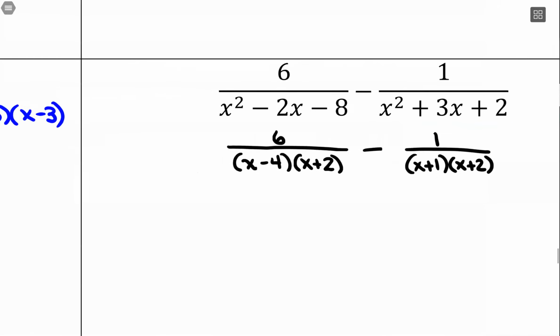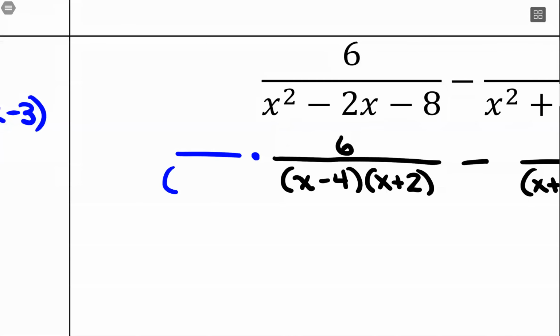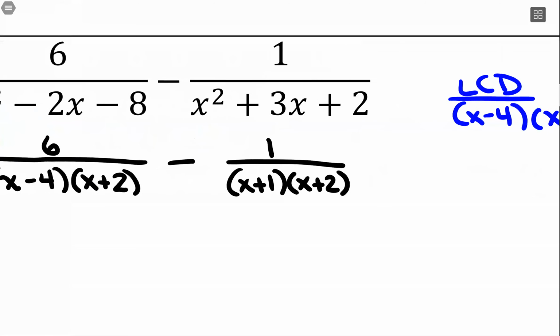All right, our first term here is just missing the x plus 1 from the denominator. So I'm going to multiply by an x plus 1 over x plus 1. And then over here we're missing the x minus 4. So I'm going to multiply by the x minus 4.